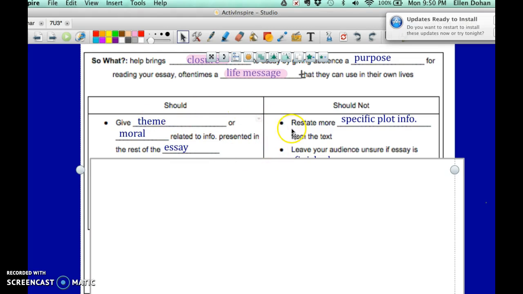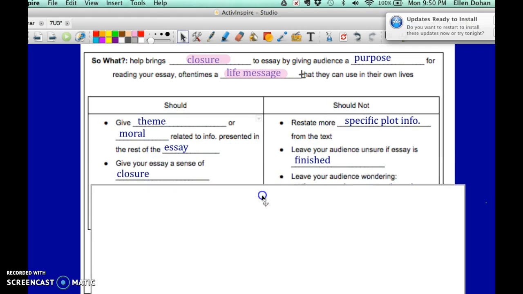On the opposite side of that, if it gives a theme or a moral, that means it's not giving any more specific plot information. So you should not end your essay by talking about how Helmuth's views change and they become more negative, period. Nope, we want to move back towards their broad real world application.